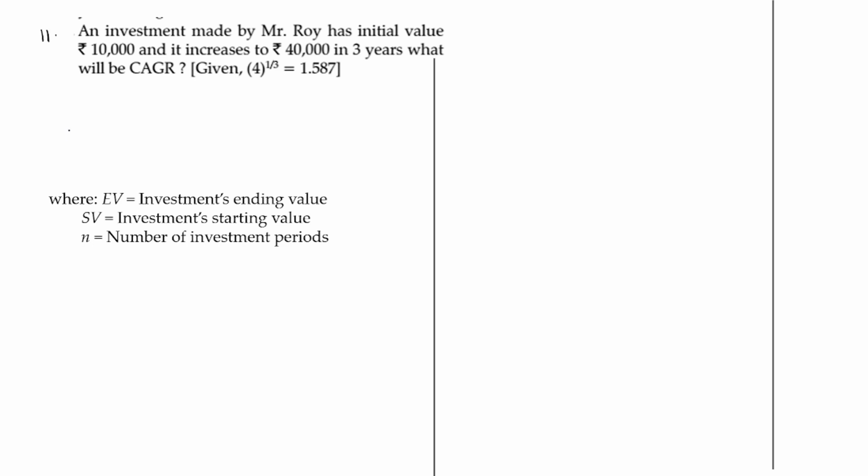The compound annual growth rate is given by the formula (ending value upon starting value) the whole raised to 1 by n, minus 1, into 100. So this is the compound annual growth rate formula, where EV is the investment's ending value and SV is the investment's starting value. N is the number of investment periods. So here ending value is 40,000, starting value is 10,000 and number of investment periods is 3. Using this we can find the compound annual growth rate.